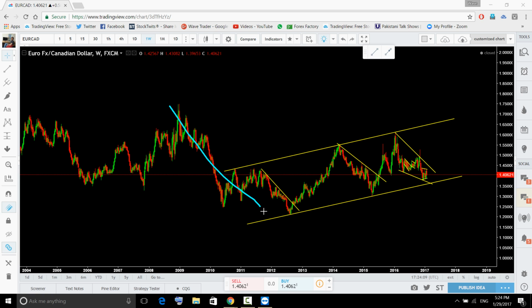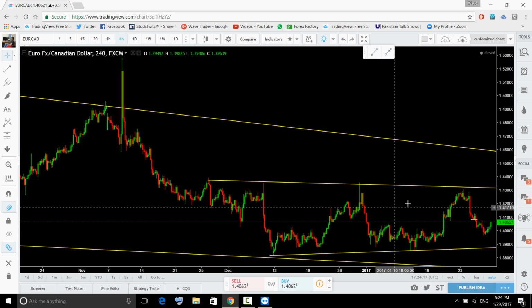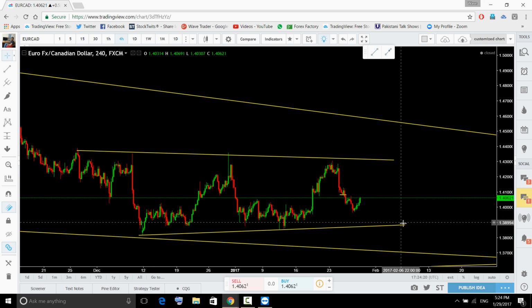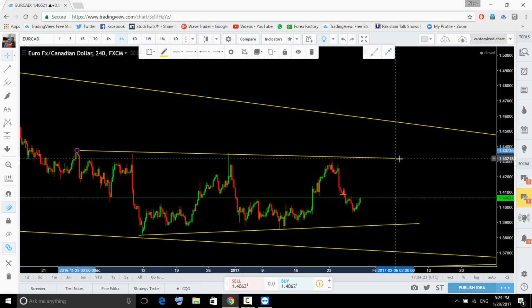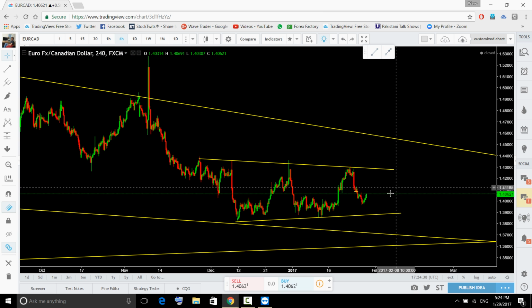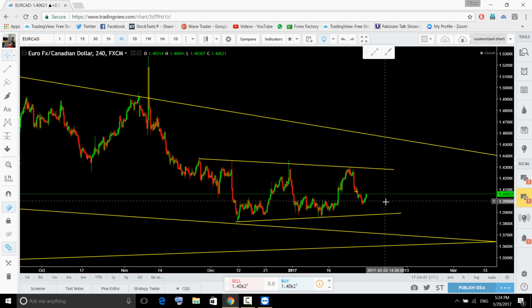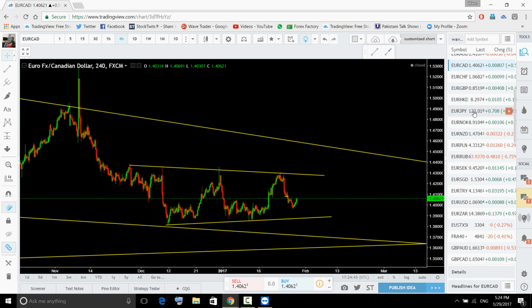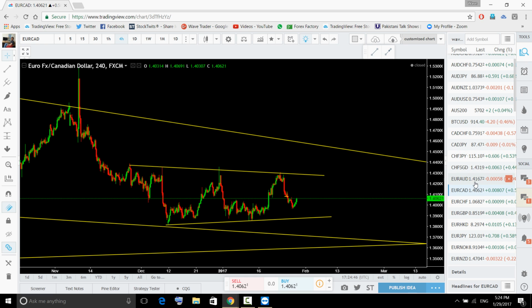If price comes close to the lower trend line, we are going to look for upside, same as the CHF. If price comes close to this trend line, we are going to look for upside. Price action is getting stronger at the lower trend line.